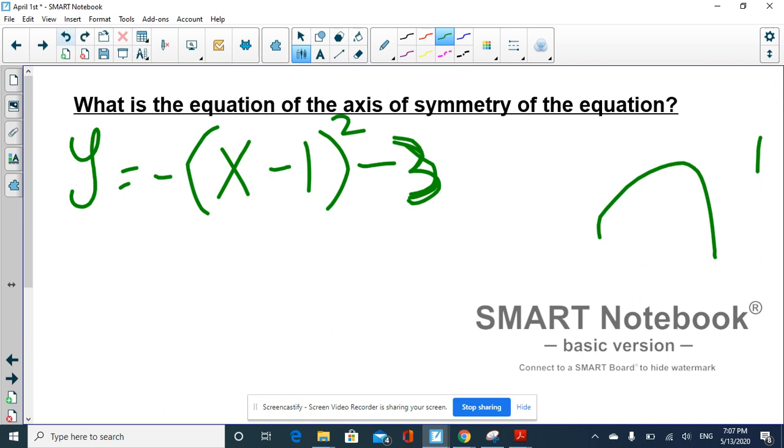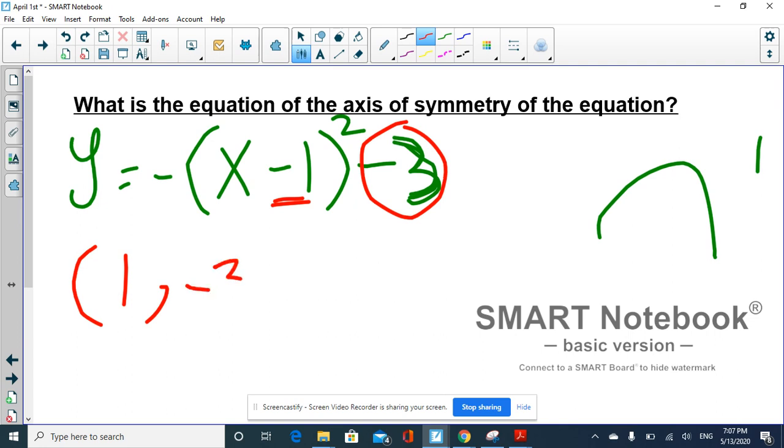The vertex: take the number inside as the inverse. This is negative, so it will be positive. The outside, take it as it is. If it's negative, take it negative. This is the vertex. This is the x value, or the x coordinate. This is the y coordinate.